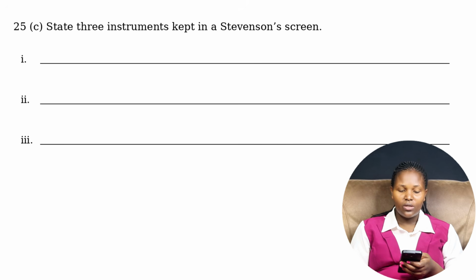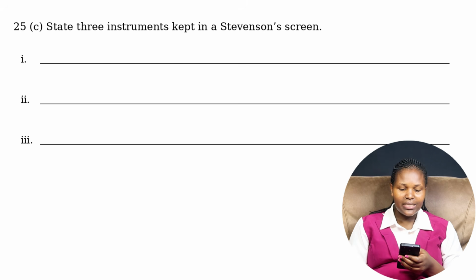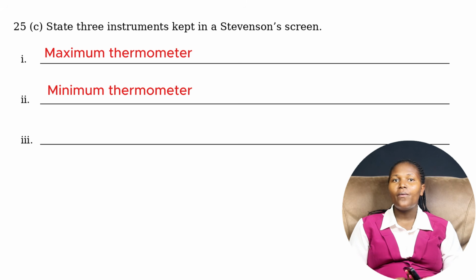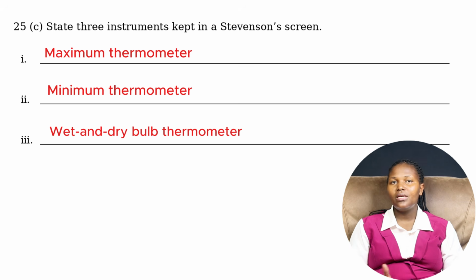Now, and then question number C. State 3 instruments kept in the Stevenson's screens. So, which are the instruments that are kept in the Stevenson's screen? We have a maximum thermometer. We have a minimum thermometer. We have a wet and a dry bulb thermometer. And we have a thermogram, you see. So, you can say any of those. 3 of them should be correct.